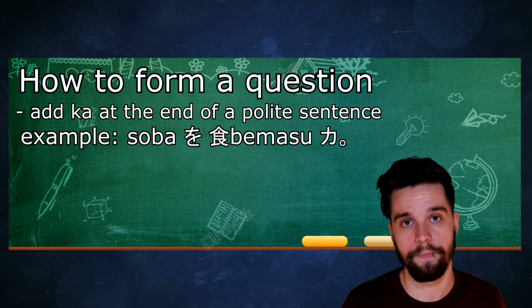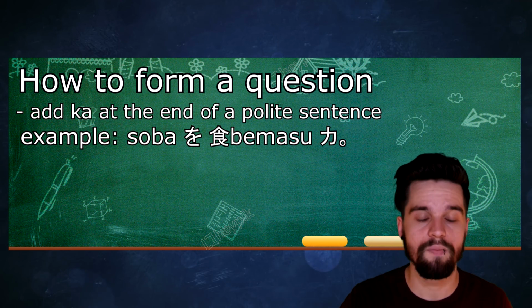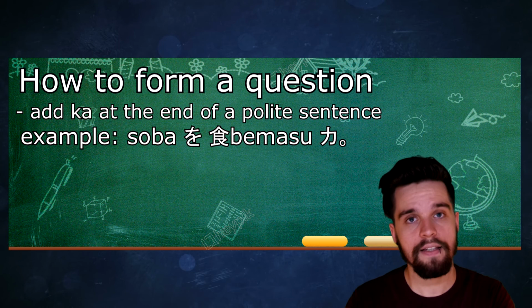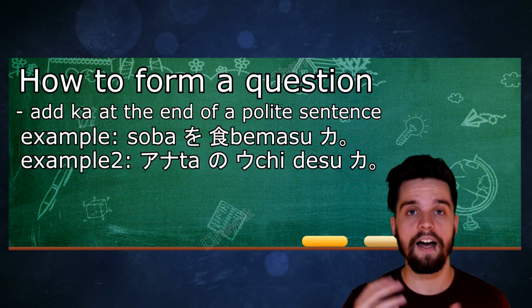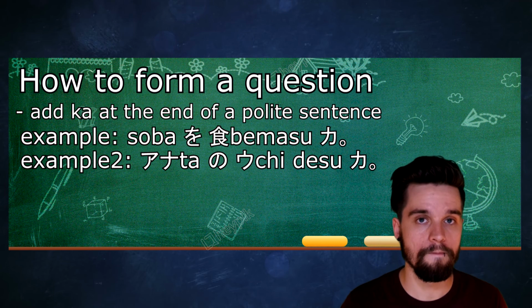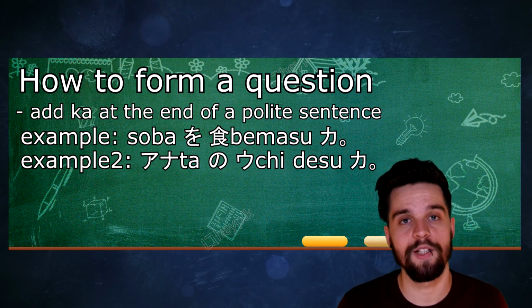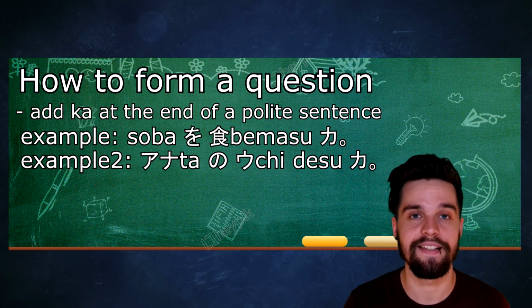with this polite form. If you don't have a verb at the end of the sentence, you will probably have a desu because you want to make the sentence polite. When you have a desu at the end of the sentence, you can again just add the ka and it becomes a question. Anata no uchi desu ka? This particular question just means, is this your house? Now you know how to pose questions.